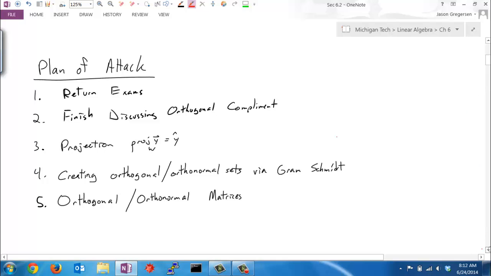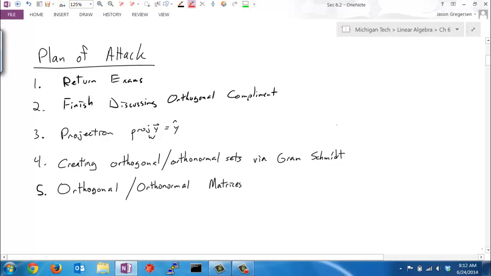All right, the other topics for today are, to finish our discussion, we finished quickly with orthogonal complements. After that, we're going to get into projection, creating orthogonal or orthonormal sets, or bases, using the Gram-Schmidt process. We also might have a chance to talk about orthogonal or orthonormal matrices. That might be pushing it. We'll see how far we get today.